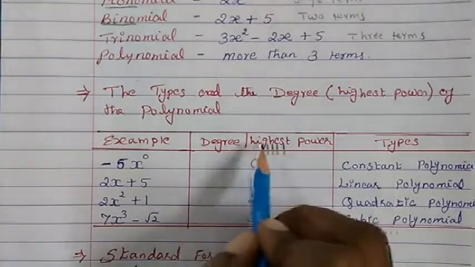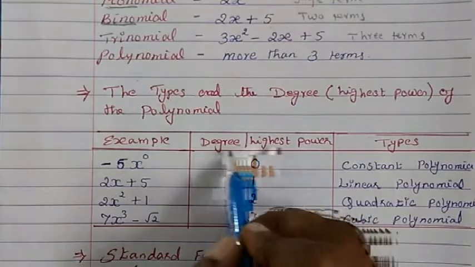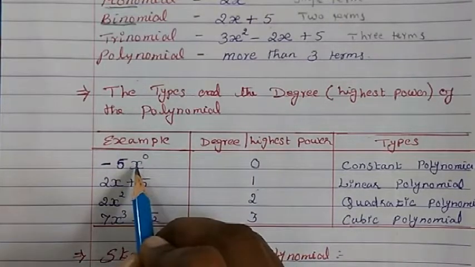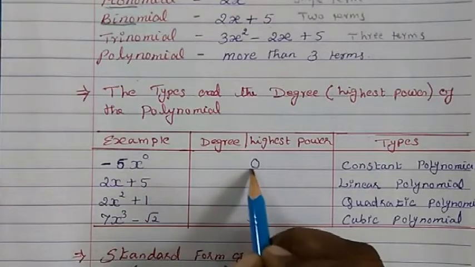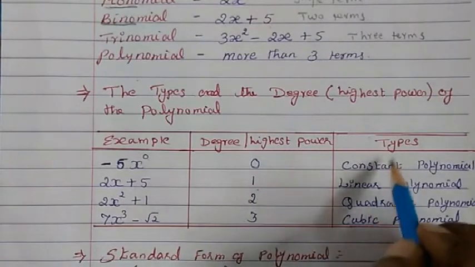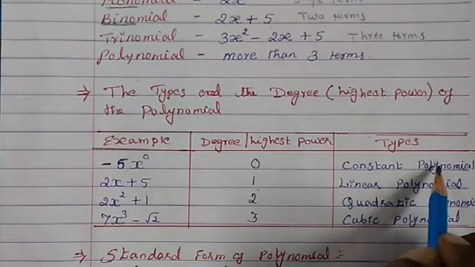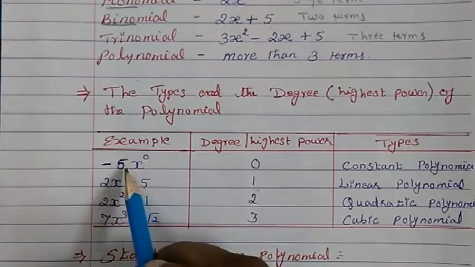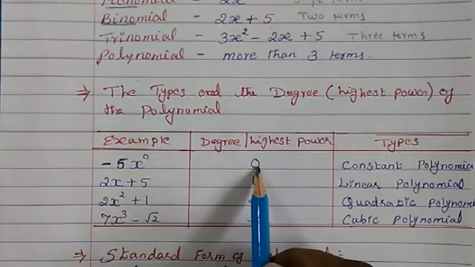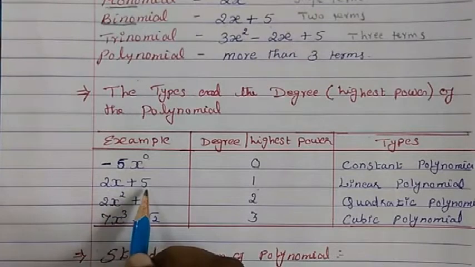Now what is degree or the highest power? Both are the same, meaning degree and highest power are the same. When the variable is raised to 0, then that type is called a constant polynomial. This is known as a constant polynomial because the highest power is 0.